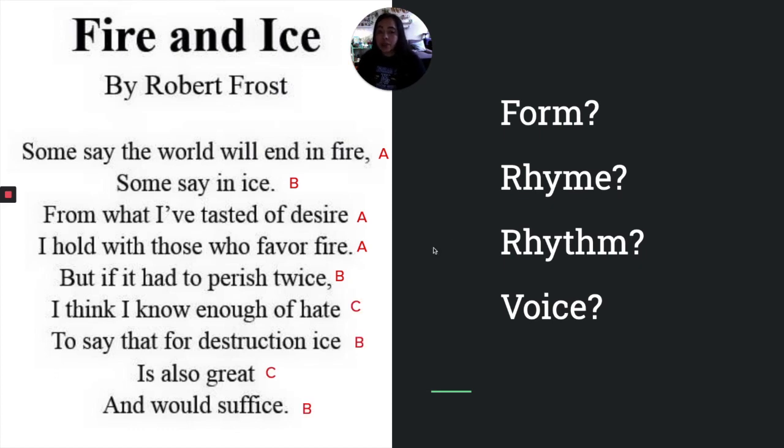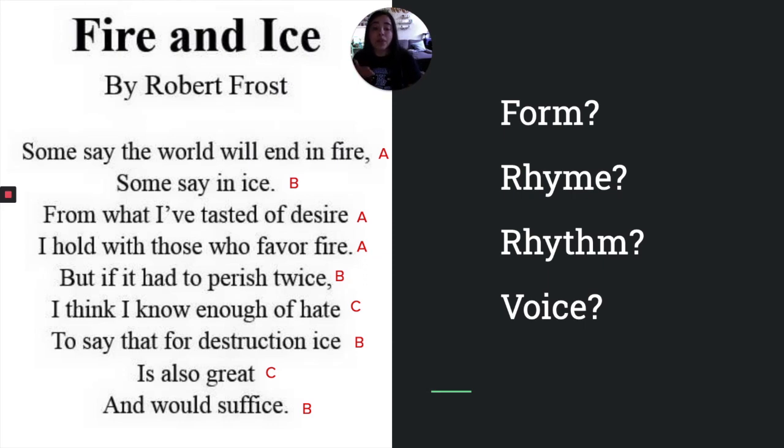Now the rhythm was working along with the rhyme. As you may have noticed when I was reading along, a lot of the lines have the same amount of syllables. So, some say the world will end in fire, okay? From what I've tasted of desire, okay? So those lines, they rhyme and have the same amount of syllables. Same with some say in ice and would suffice, okay? So the rhythm goes along with the rhyme to help it flow.